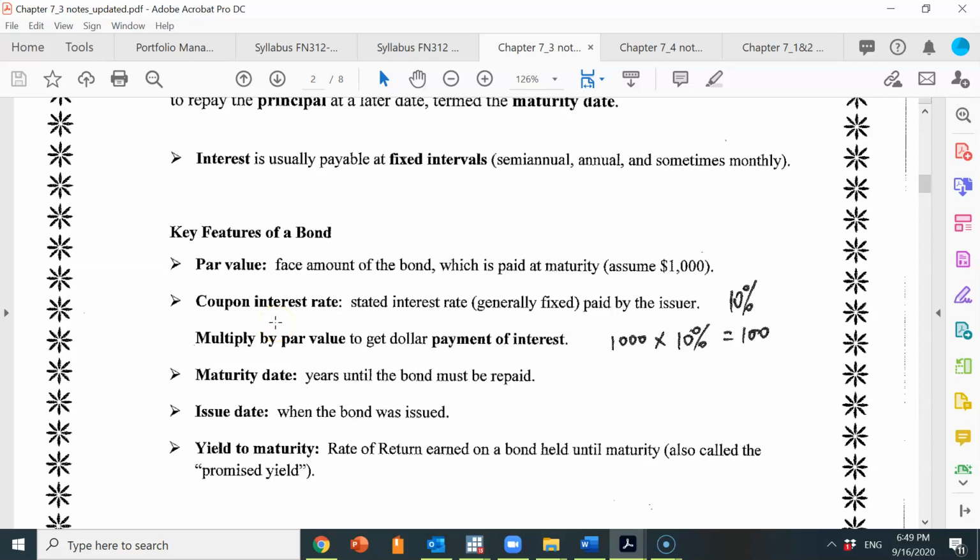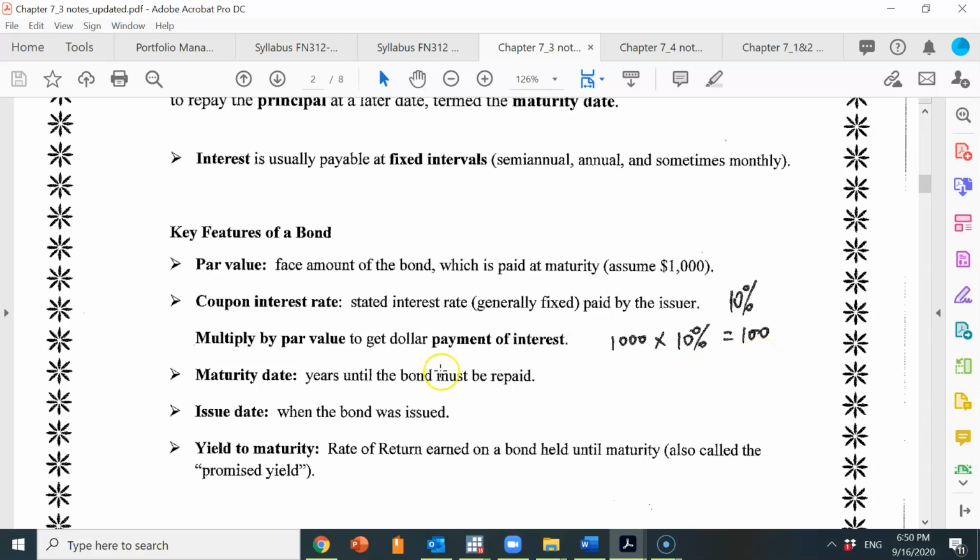Okay, and we also have the concept of coupon interest rate. It is the stated interest rate paid by the issuer. It's also on the contract. If we use par value multiplied by coupon interest rate, we will get the dollar payment of interest. For example, if we have a bond with 1,000 par value and 10% coupon interest rate, then the coupon payment you will be receiving at fixed intervals will be 1,000 multiplied by 10%, which is 100.